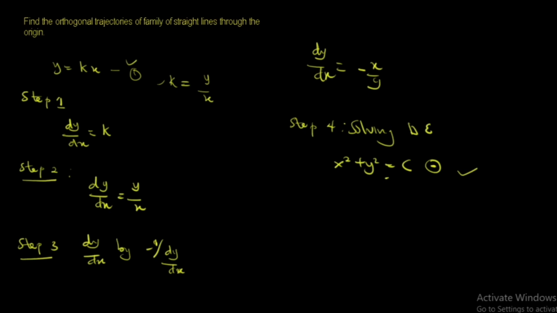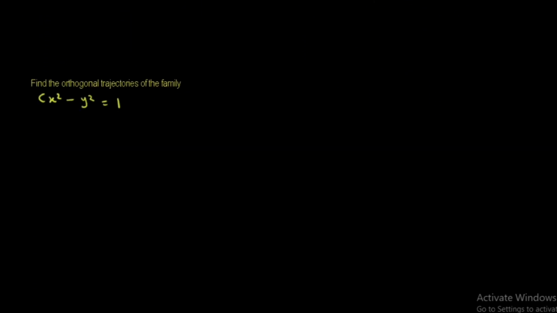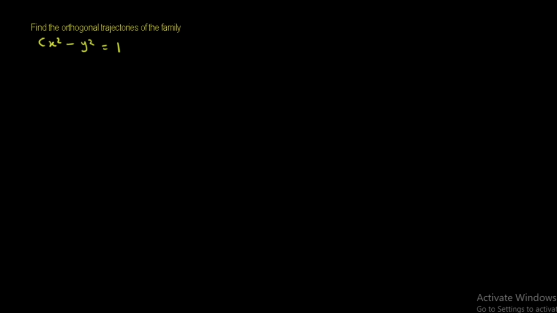For the second example, we are supposed to find the orthogonal trajectories of the family cx squared minus y squared is equal to 1.